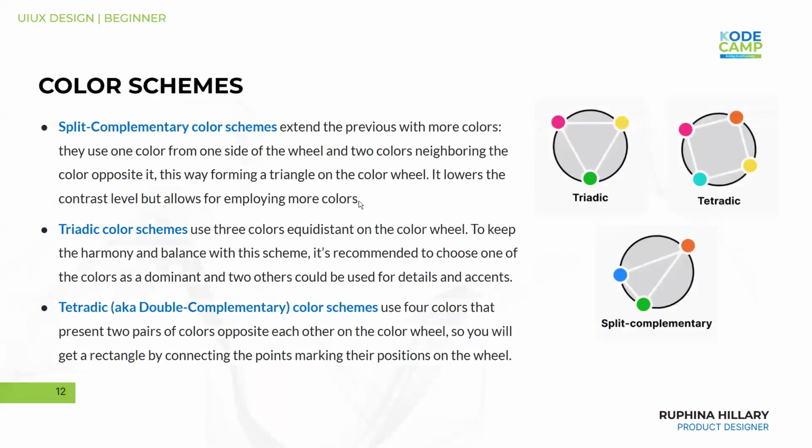So we also have other color schemes. We have the split complementary color schemes. It's simply you have your complementary color scheme. Complementary, like I said before, is using two colors opposite each other. So now instead of using two colors opposite each other, you have your color that you want, check for the color opposite it, and you pick two colors beside the color opposite it instead of the color itself. So this gives you a split complementary scheme.